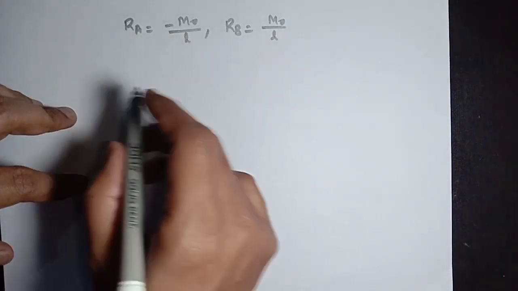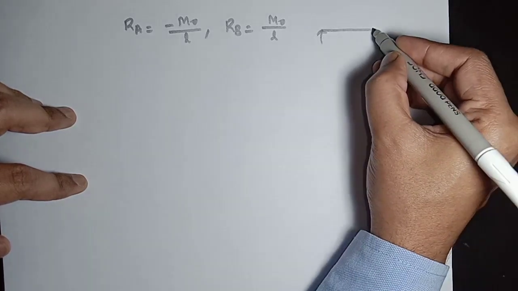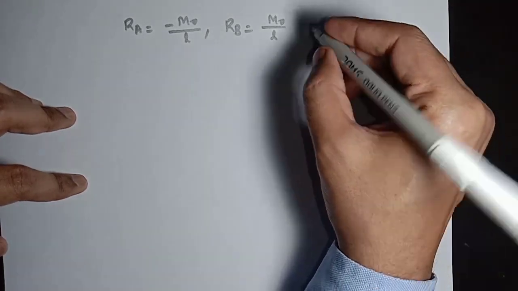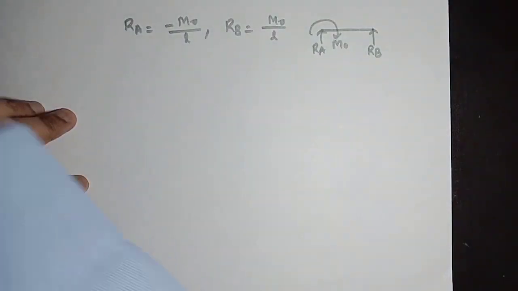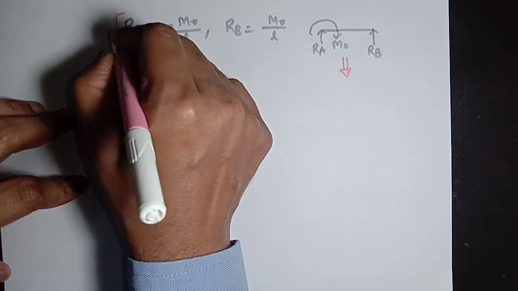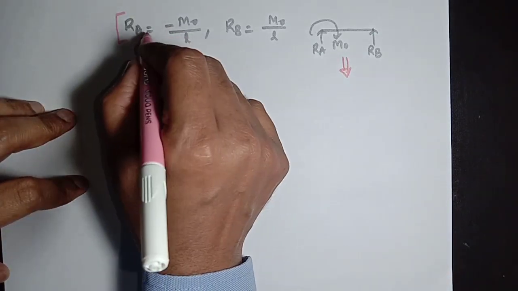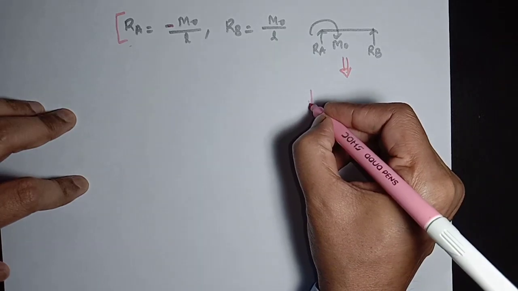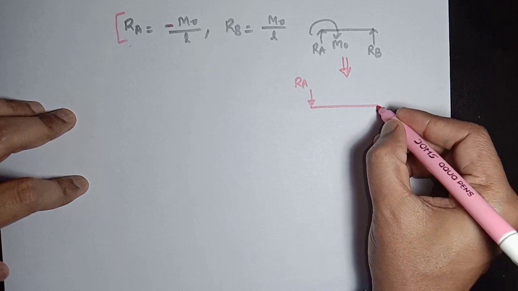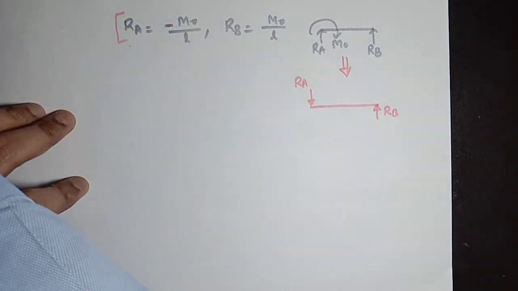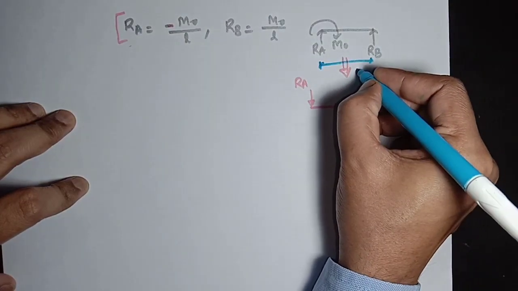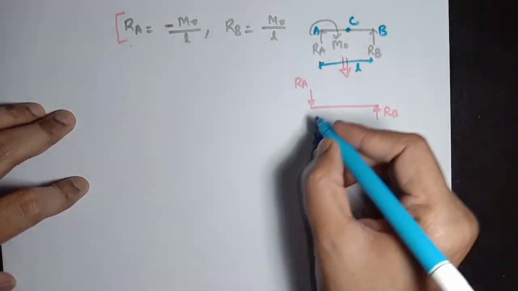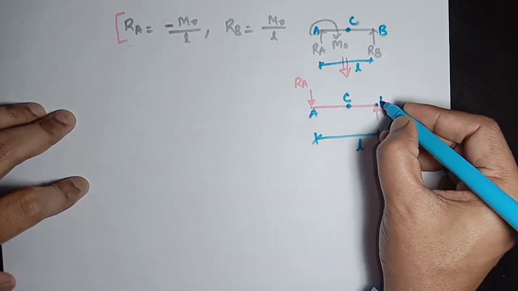As we had taken the beam earlier, RA was taken in the upward direction and RB was taken in the upward direction, and moment M0 in the anticlockwise direction. But here this beam will be changed according to the reactions calculated, because reaction RA has a negative sign, so it will be shown in the downward direction. RA will be here, and RB will be in the upward direction, and the length of this beam will be the same as it was earlier. This point is A, this point is C, and this point is B.